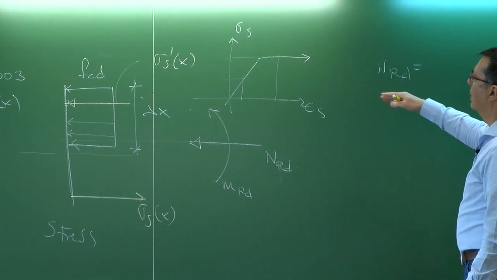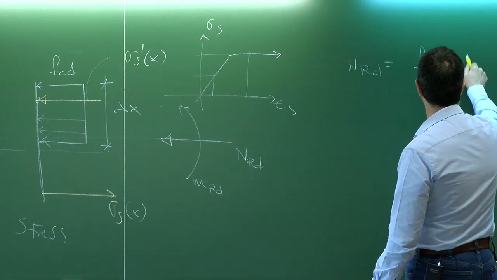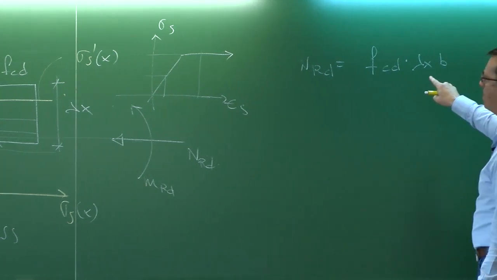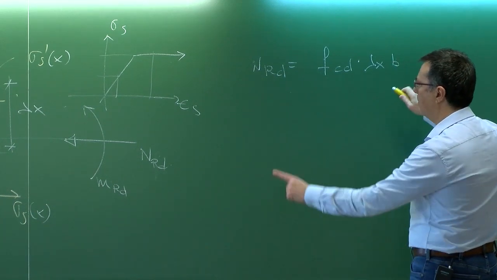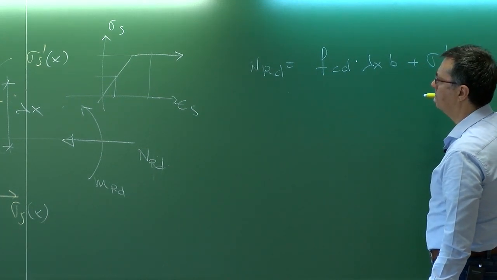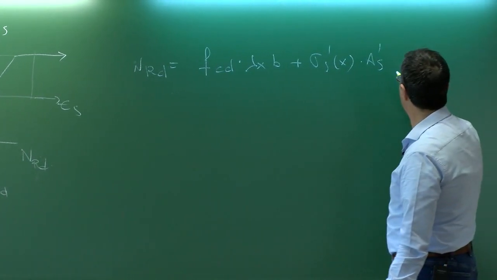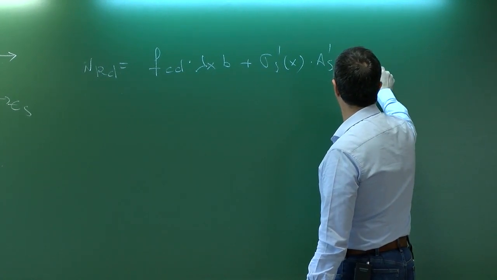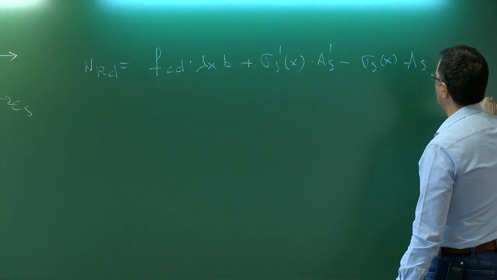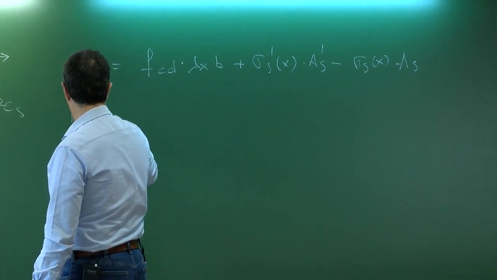So NRd, the axial force, what is it going to be? It is going to be fcd times lambda x times b, and then plus sigma S prime as a function of x times AS prime, the value of the steel in compression, minus sigma S as a function of x times AS.